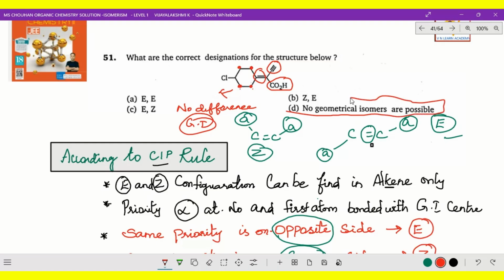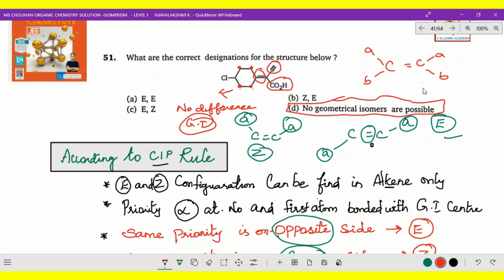I hope you got the clarity on how to identify the GI, the E and Z configuration. GI is there, yes, a double bond is there, but the atoms next to it have to be different. For example, here C double bond C, here A and here B, meaning here A and here B.